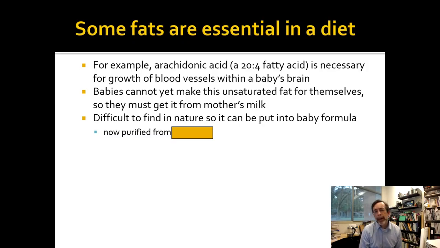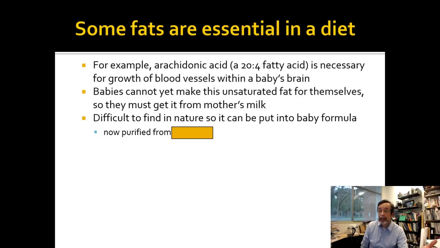Okay, so remember that we had some acids that actually had multiple double bonds. Those would be very liquid if they were in triacylglycerides, but they're also used for other purposes. So remember we showed you arachidonic acid, and that's a 20:4 fatty acid. It means it has 20 carbons and 4 double bonds. It's actually necessary for blood vessels within a baby's brain to grow, but it's not important for their membranes. It's important for another reason. And in fact, one of the reasons why babies can't make this unsaturated fat for themselves is it's too complicated for their young body to make.